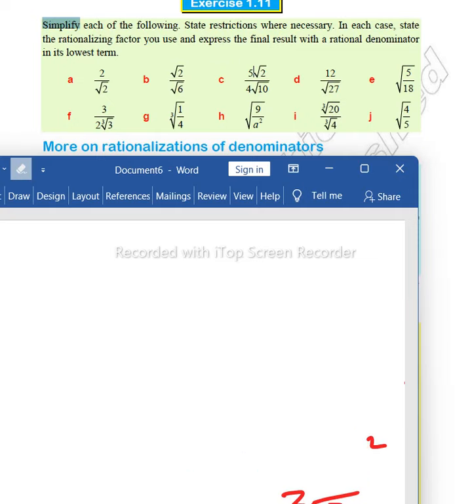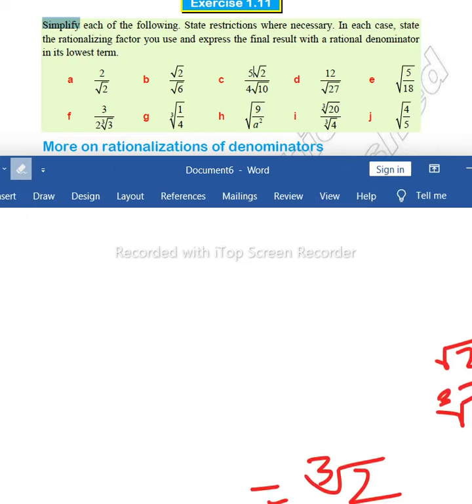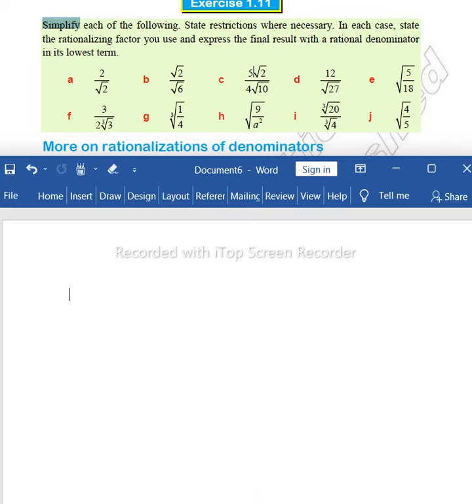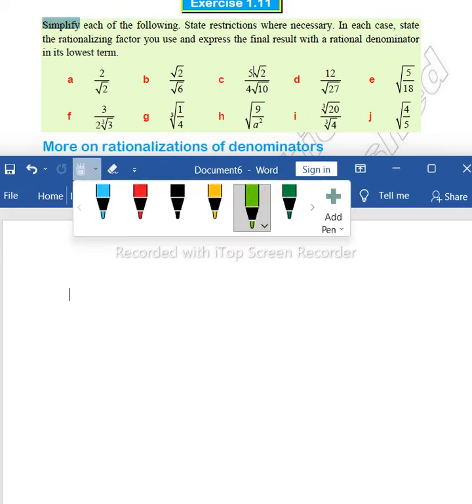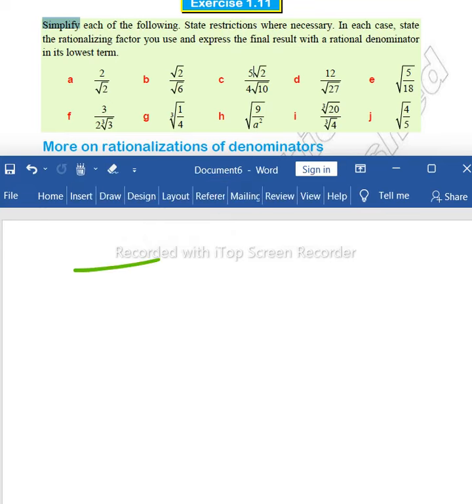We will do all of them today. So let us first clear our whiteboard. The question under letter H says that we have this very simple question. Let us do this question: the square root of 9 over a to the power of 2, or a squared.